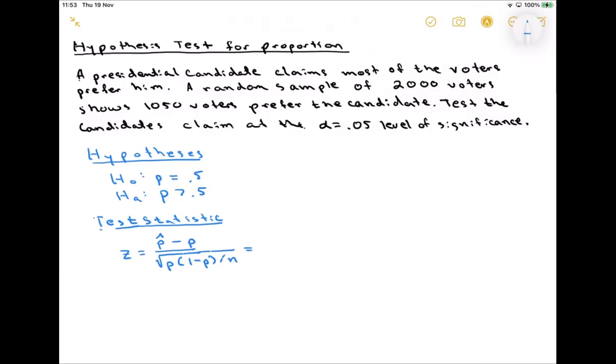P hat is coming from the sample. What is the proportion in the sample? 1,050 prefer out of 2,000. That's 1,050 divided by 2,000, which is 0.525.